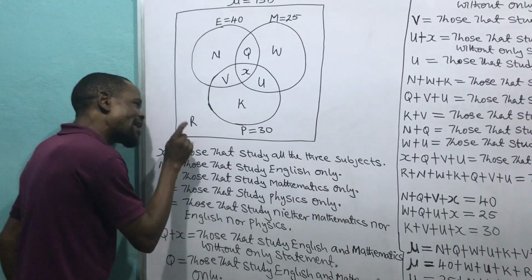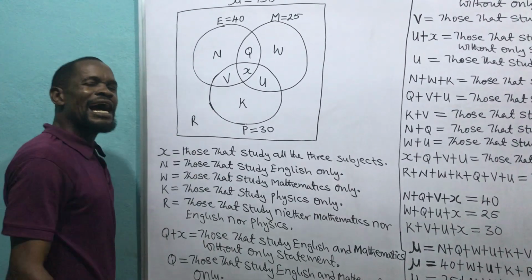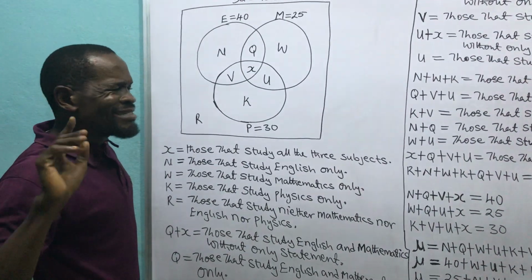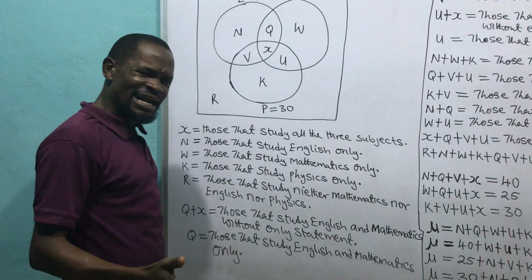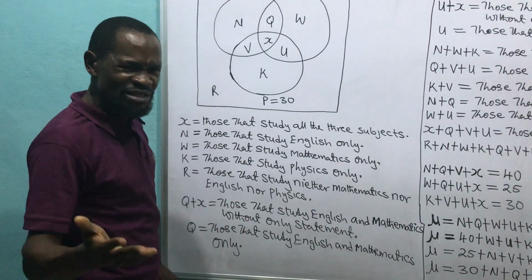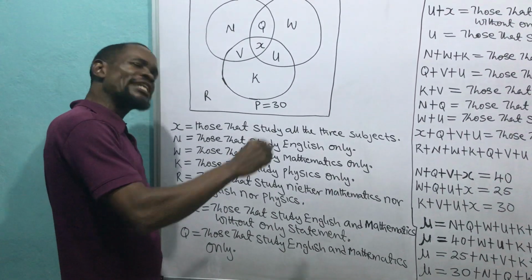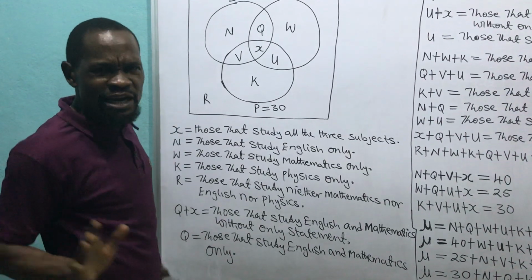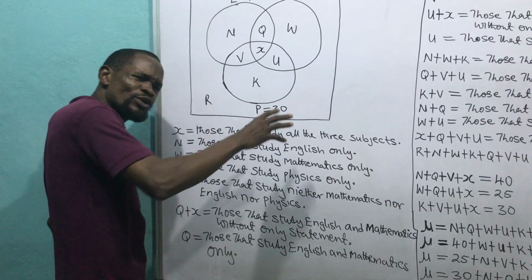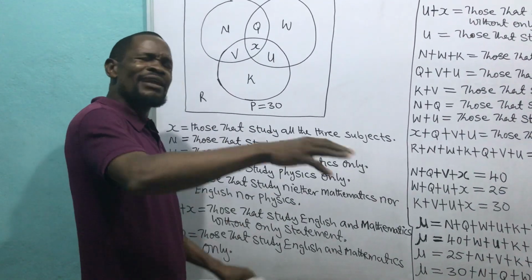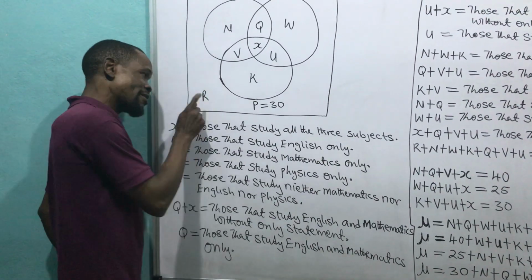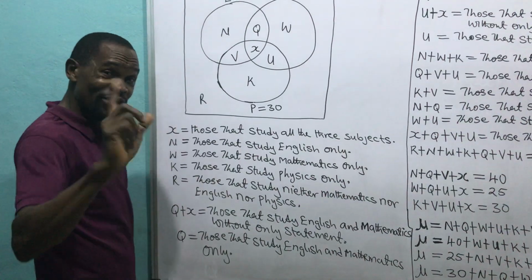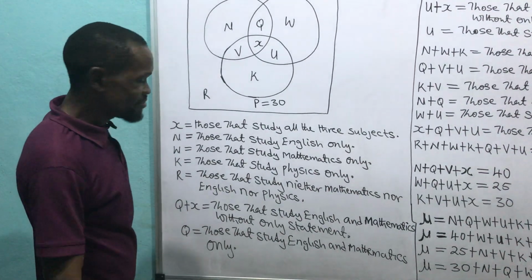Then R, this R, are the people that study neither English nor physics nor mathematics. They didn't study any of the subjects. They are registered students, but they are not offering any of them. They are just students, mingling about in the school, but they are called students.